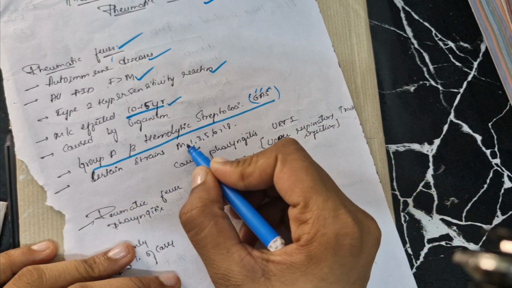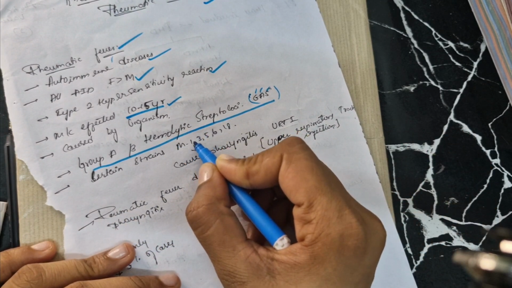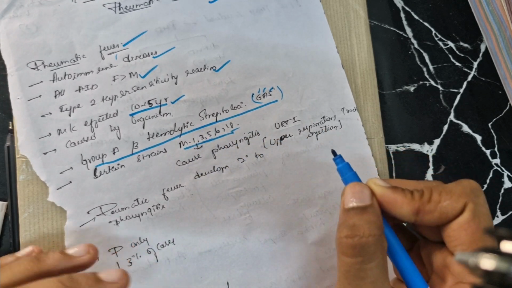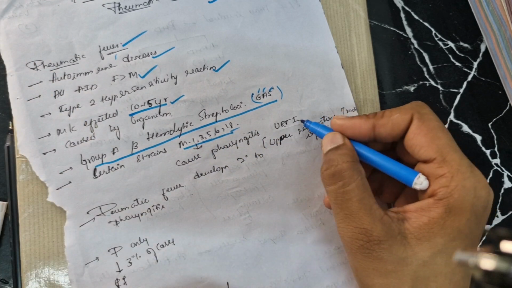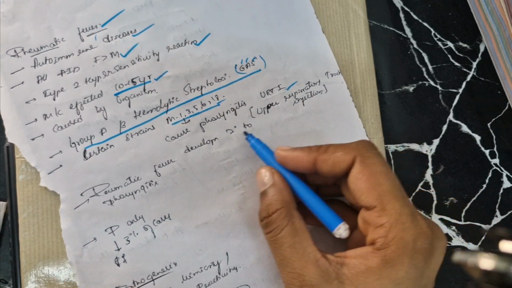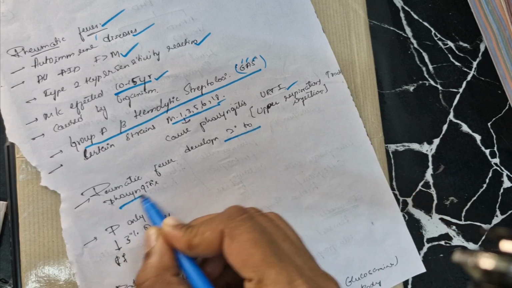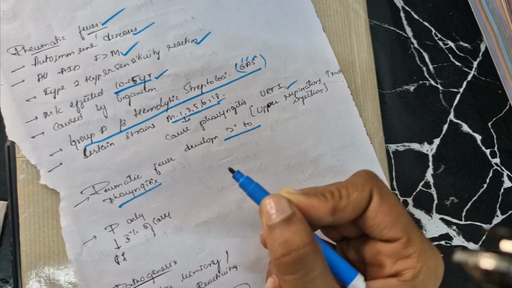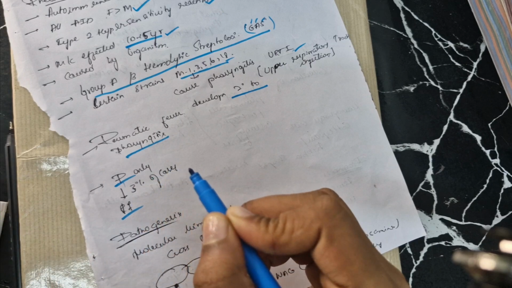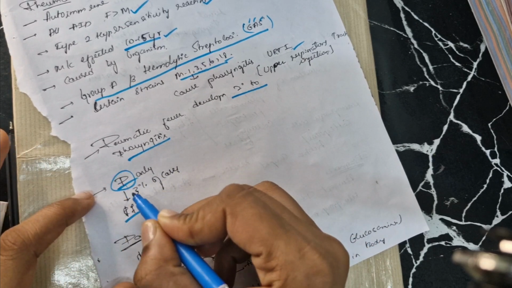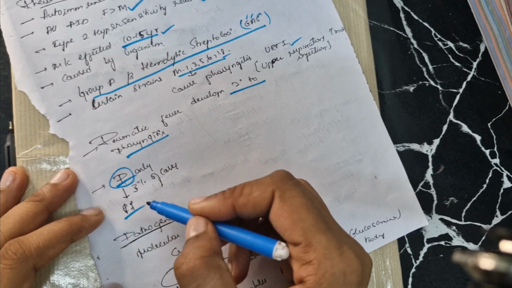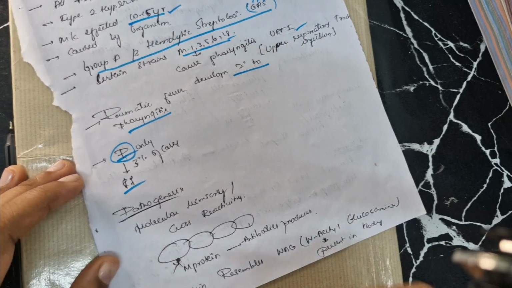Among the group A beta hemolytic streptococcus, certain types, that is 1, 3, 5, the odd numbers, 6 and 18, cause pharyngitis. Initially there will be pharyngitis, that is an upper respiratory tract infection. Rheumatic fever develops secondary to the pharyngitis. First there will be pharyngitis, and after that there will be rheumatic fever. It is not compulsory that all pharyngitis will lead to rheumatic fever. Only in 3% of cases is pharyngitis converted into rheumatic fever.